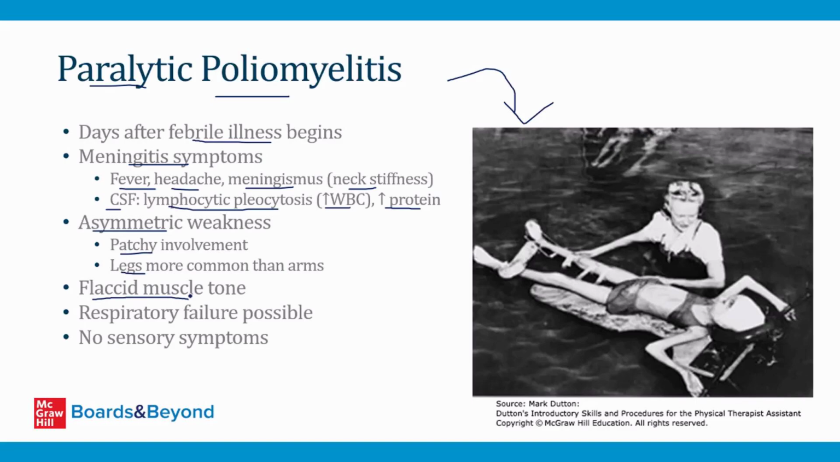Potentially, it can progress to involve the respiratory muscles, and respiratory failure can occur, and that's how people die from polio infection. Importantly, though, because the key part of the spinal cord that's involved are the anterior horn cells, where you have motor neurons, you usually do not see any sensory symptoms.